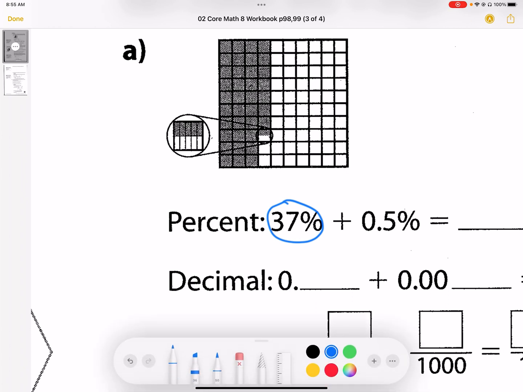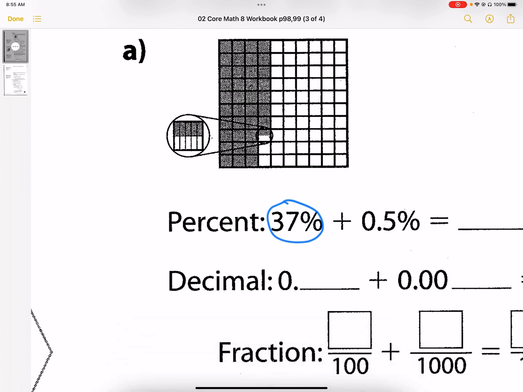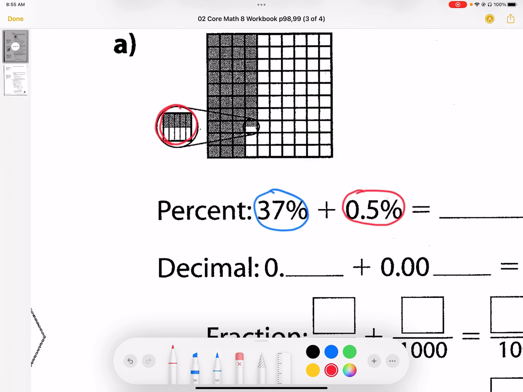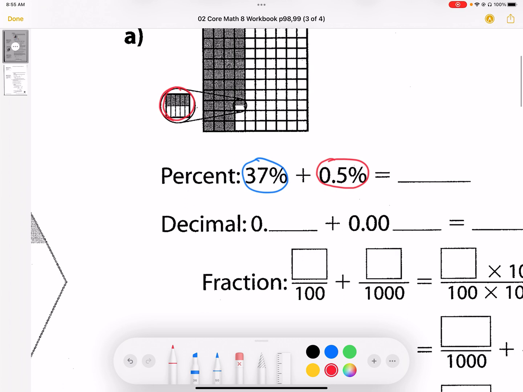And then we have the fraction part, the small shaded area that represents 5 out of 10, or 0.5%. Okay, so that's 0.5 of 1%. And so when we add those together, we get 37% plus 0.5% is 37.5%. Since we're adding percent to percent, we don't need to do anything here.